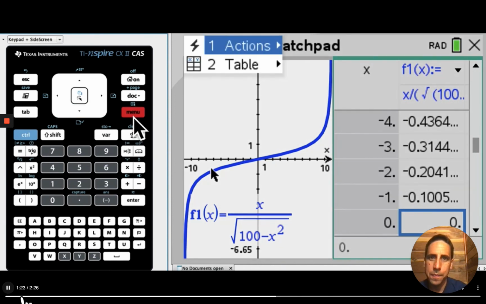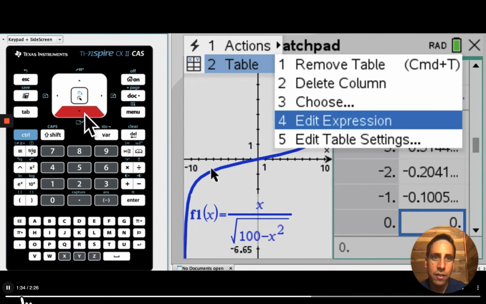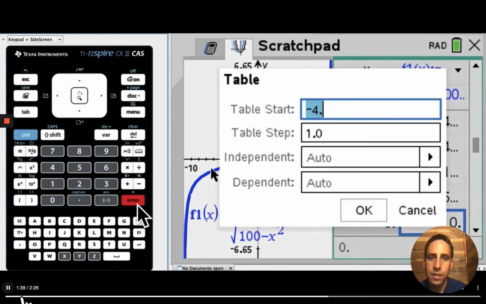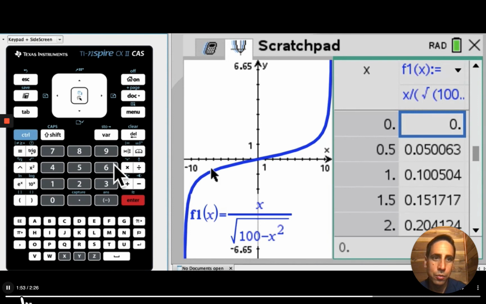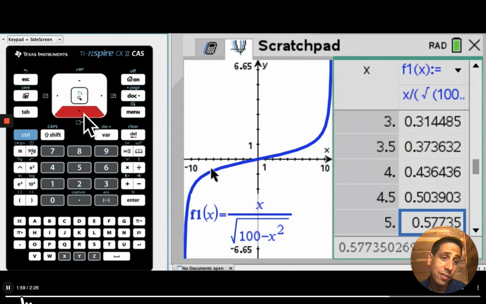Press Menu, and then you've got some options here. Let's go to the menu for the table, and then you select it with the arrows. You go down. Let's do 5. Edit table settings. Enter. Table start. Right now it's starting at -4, then goes to -3, -2. Let's start it at 0, and let's go up by not 1, but up by 0.5. See what that looks like. Ooh, 0, 0.5, 1, 1.5, 2, 2.5, 3. And now we've got all the input that we want, stepping by 0.5.